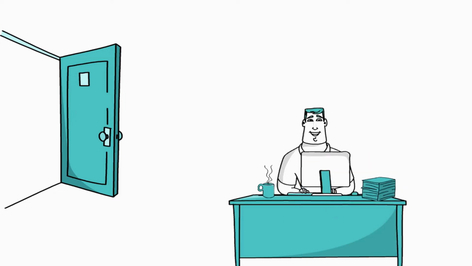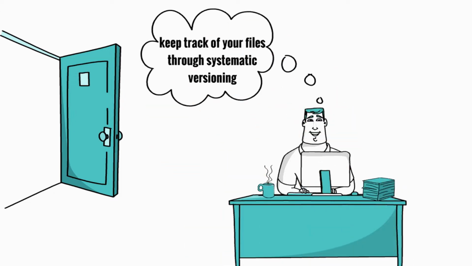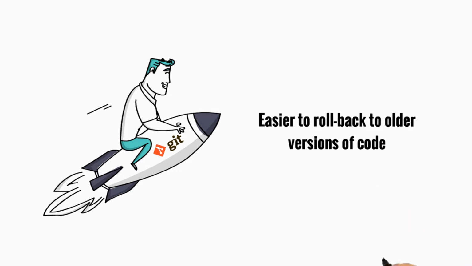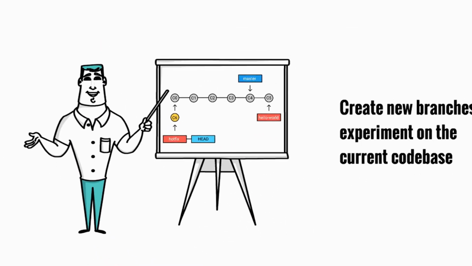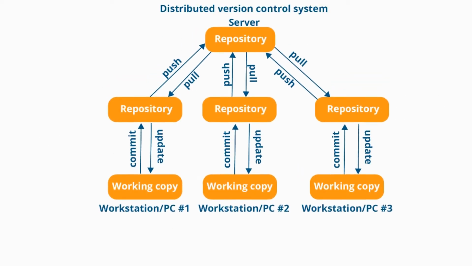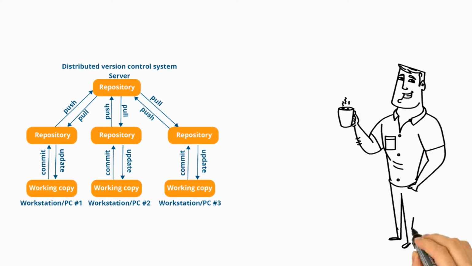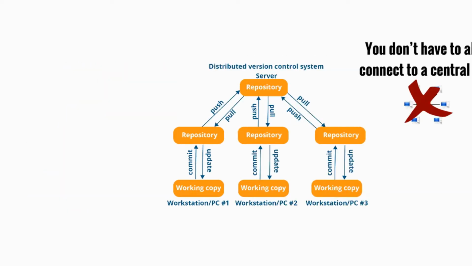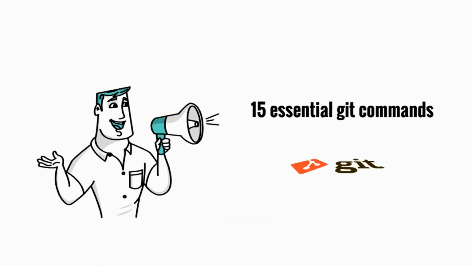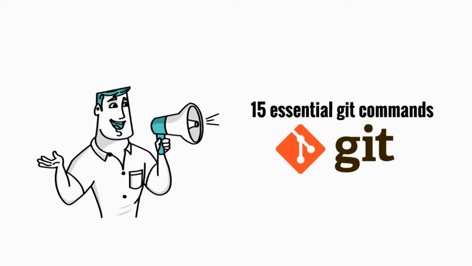It helps you keep track of your files through systematic versioning. Git makes it easier to roll back to older versions of code or create new branches to experiment on the current code base. Also, Git is a distributed version control system, which means you don't have to always connect to a central server to get your work done. Here are 15 essential Git commands to get you started.